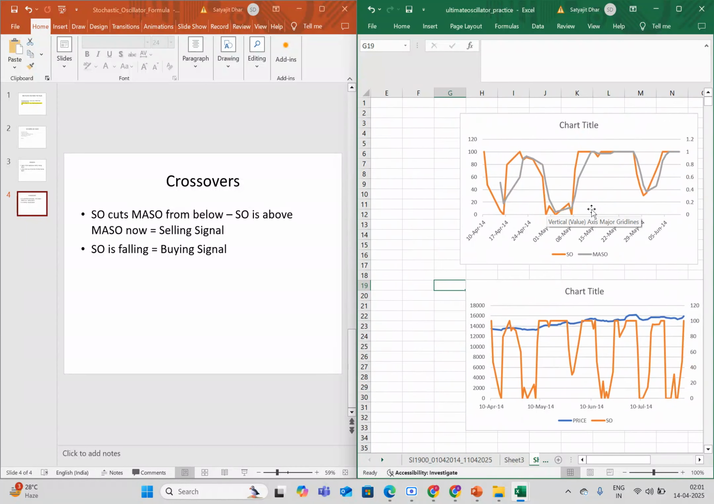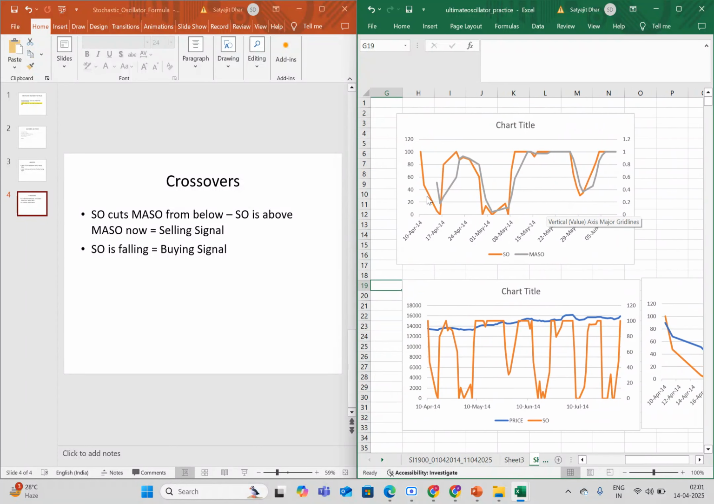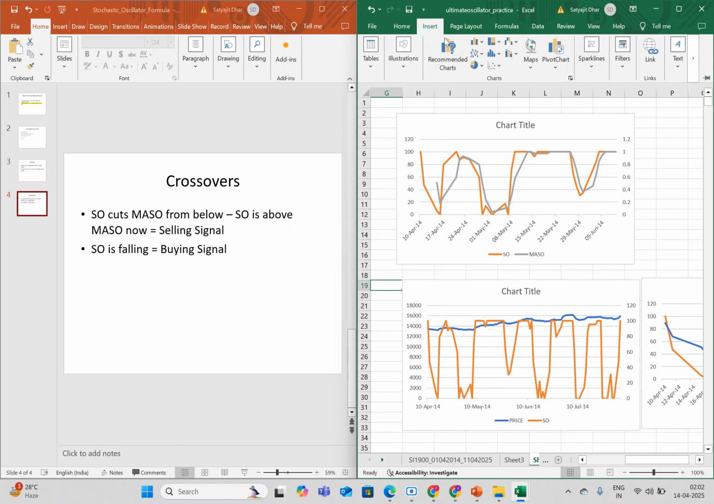Yeah, so here we have it. In places where the SO is cutting the MASO from below, SO is above MASO now. In those cases, it is a selling signal, like in this period. I will just insert a shape for you to understand it better.